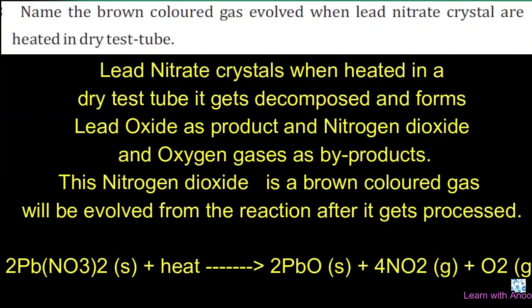Next question: name the brown coloured gas evolved when lead nitrate crystals are heated in a dry test tube. Answer: a brown coloured gas called nitrogen dioxide is evolved when lead nitrate crystals are heated in a test tube, according to the following reaction: 2Pb(NO3)2 gives 2PbO plus 4NO2 plus O2. In this reaction, oxidation and decomposition both occur simultaneously. Lead nitrate is an inorganic compound with the chemical formula Pb(NO3)2. It commonly occurs as a colourless crystal or white powder and, unlike most other lead salts, it is soluble in water.